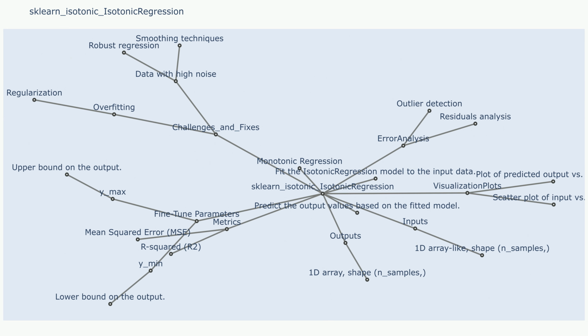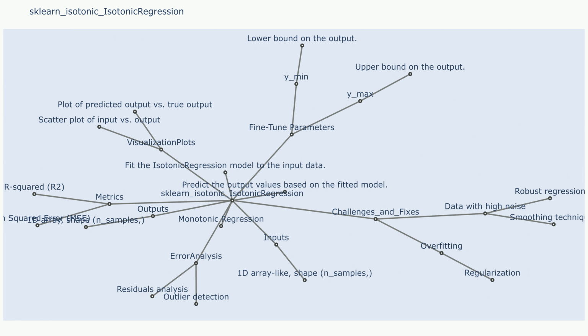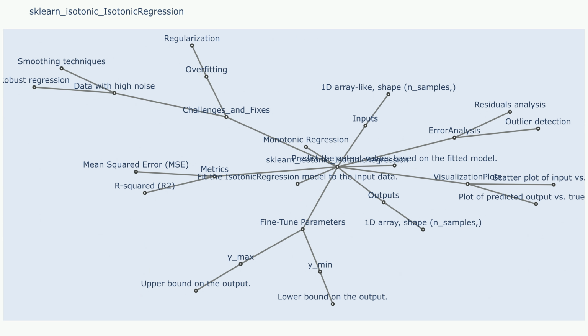Challenges and fixes. Challenge 1: Overfitting to noisy data. Sample use case that resulted in challenge 1: If the data is very noisy, the model may overfit to the noise and produce a highly non-smooth relationship between the input values and the predicted target values. Fixes to challenge 1: Use a smoothing technique, such as a moving average, to smooth the input values before fitting the model. Use a regularization parameter to penalize model complexity.